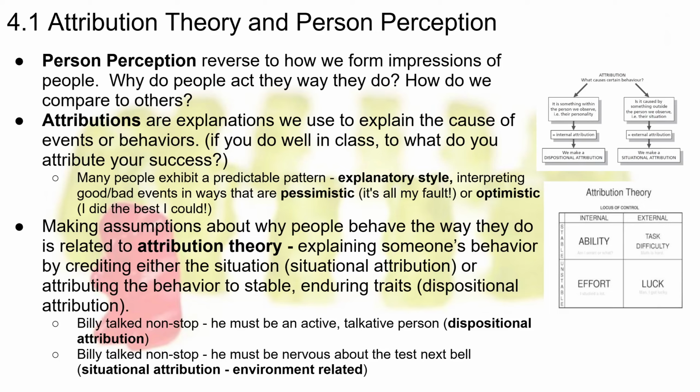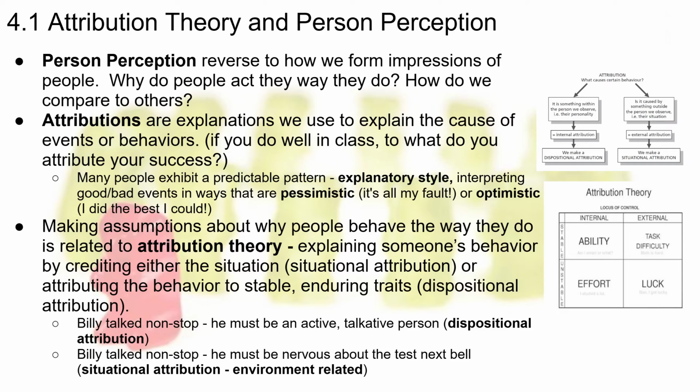So with attribution theory, there are two ways to approach this. There's a dispositional attribution or a situational attribution. Dispositional attributions mean you're attributing that behavior or event to personality traits that are stable and unchanging. If you're making a situational attribution, that explanation is related to the environment and the situation. So let's look at this example with Billy here at the bottom. Billy is talking nonstop.